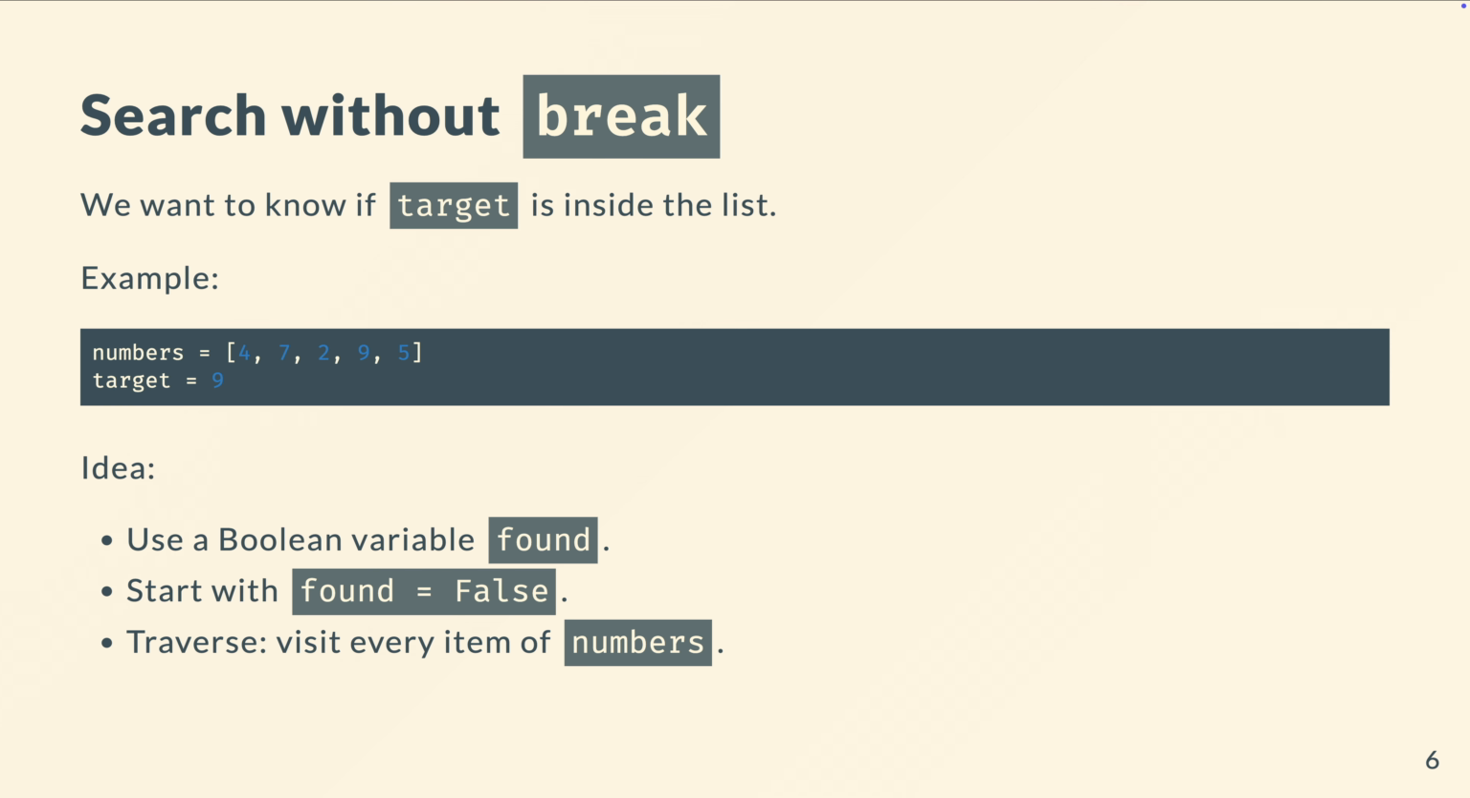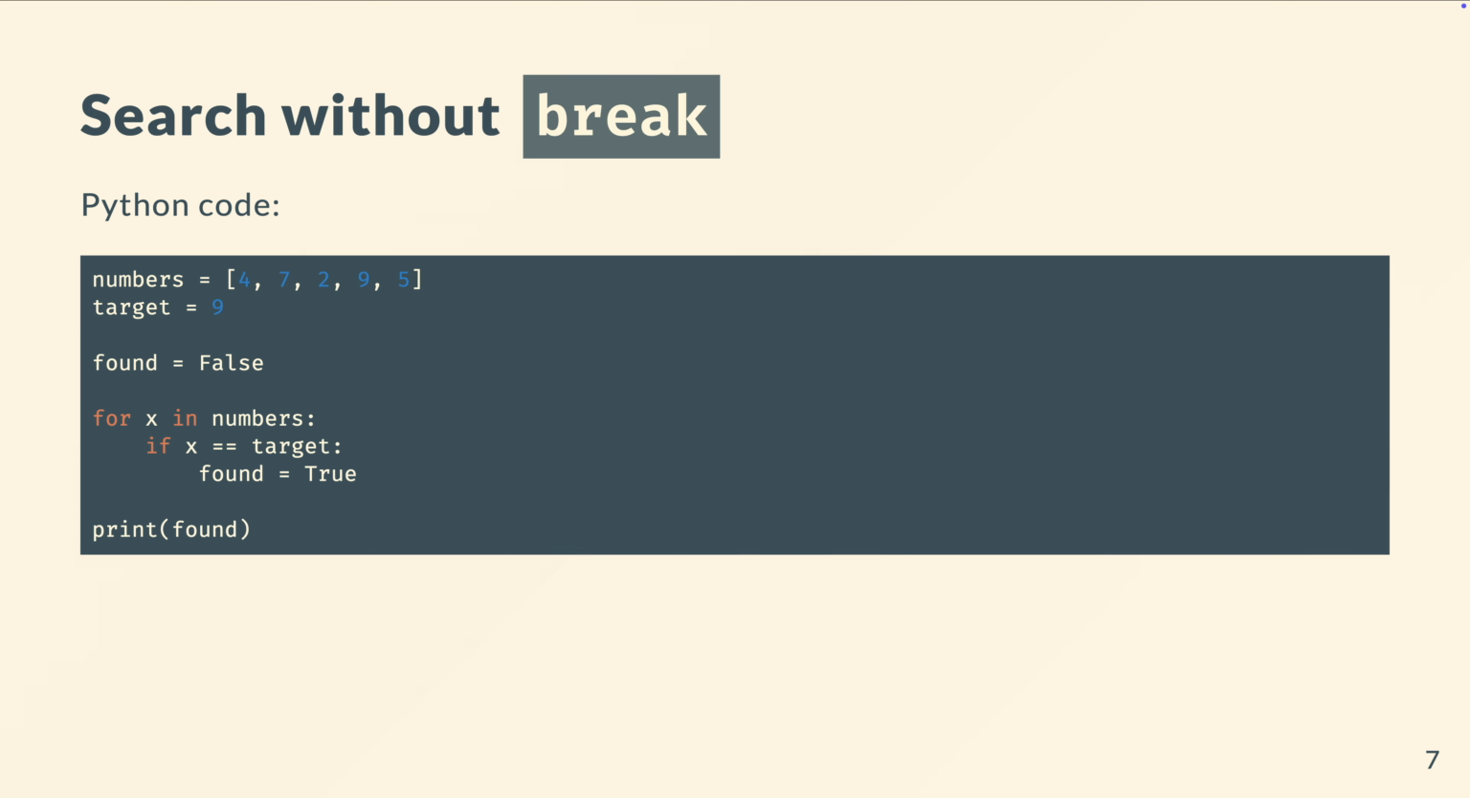Then we traverse the list, item by item. If we see the target, we set found to true. After the loop finishes, we print found. Now let's walk through the code. We set found to false before the loop starts. Then the loop visits each x in numbers. If x double equals target, we set found to true. So when x becomes 9, the condition becomes true, and found becomes true. After the loop ends, we print found.